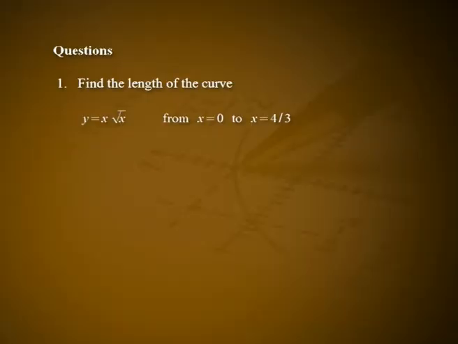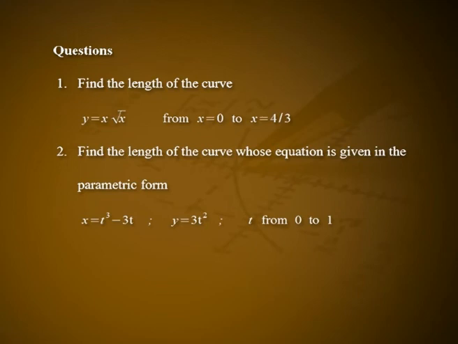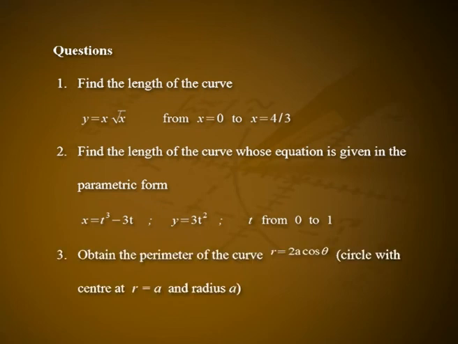First one, find the length of the curve y is equal to x into root x from x is equal to 0 to x is equal to 4 by 3. Second one, find the length of the curve whose equation is given in the parametric form x is equal to t cube minus 3t, y is equal to 3t square, t from 0 to 1. Third one, obtain the perimeter of the curve r is equal to 2a cos theta, circle with center at r is equal to a and radius a.